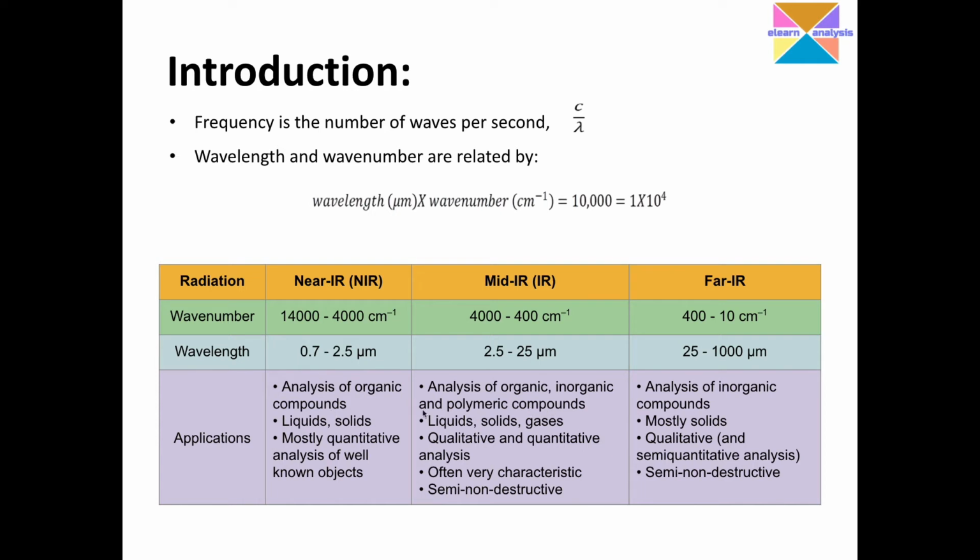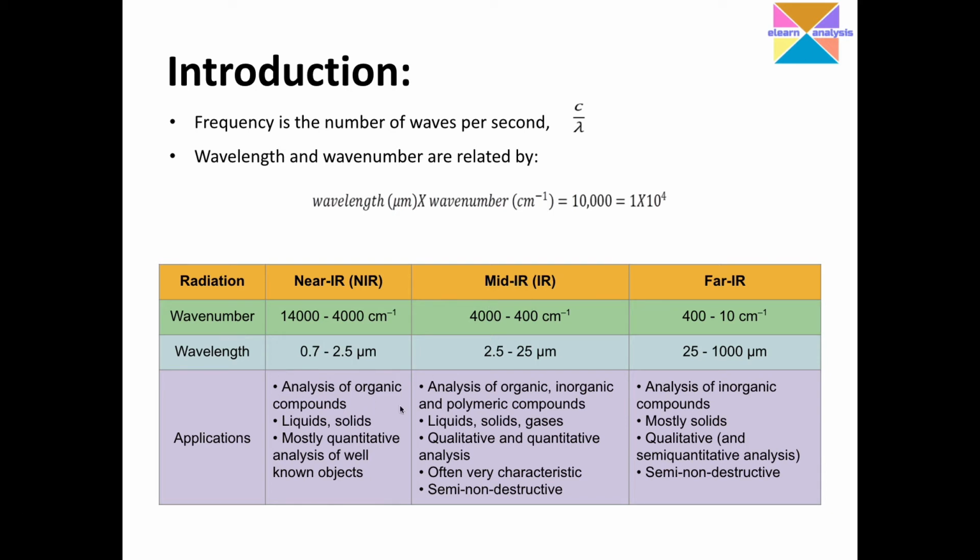So coming to the applications of the near IR region, mid IR, and far IR region, all of them are used for analysis, but as I mentioned, it is mostly the mid IR region which is sufficient for analyzing all the organic or inorganic or polymeric compounds we have on our shelves. So coming to the near IR region, we can analyze organic compounds which are in the liquid form or the solid form, and we usually use this near IR wavelength or wave number region for quantitative analysis of some well-known objects.